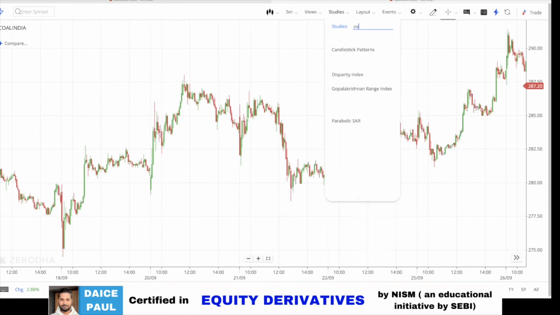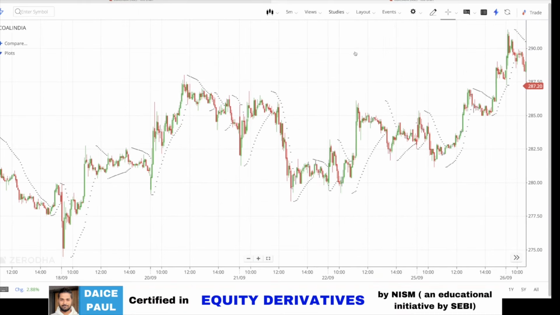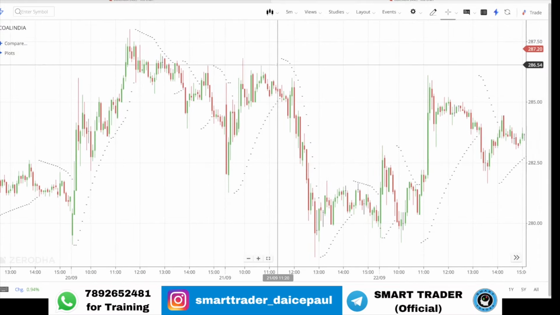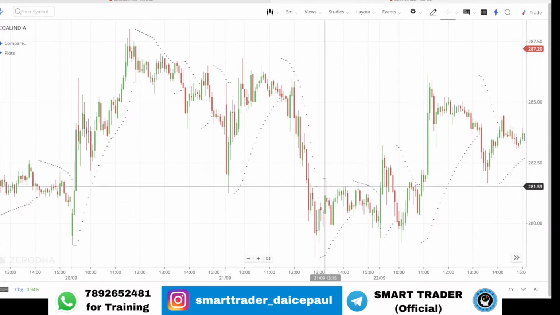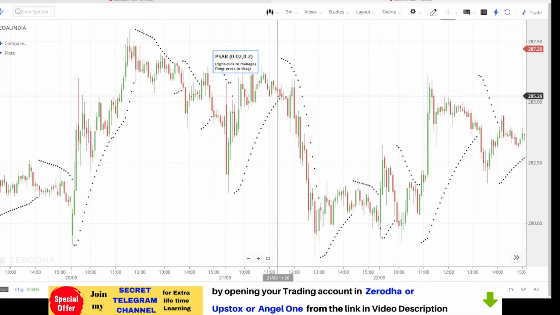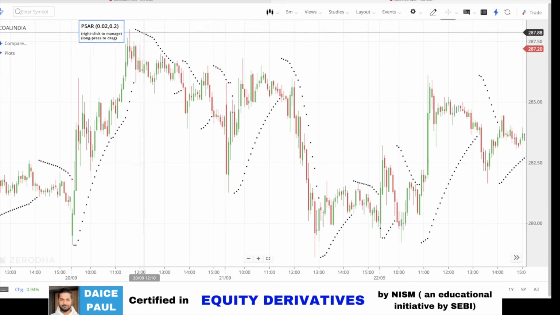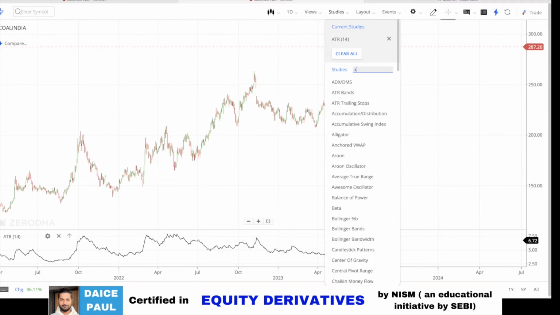The second one is the parabolic SAR. The parabolic SAR is specifically designed to act as a stop loss indicator. It appears as dots above and below the price chart and trails the price. When the dot switches sides, it signals a potential trend reversal, making it a useful tool for setting trailing stop losses. The next one is the average true range.